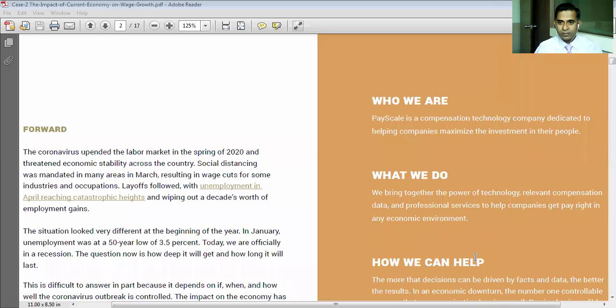Sir, it is like forward and on the other side we have who we are, what we do, how we can help. Correct, this is the white paper, okay? Means you can see the white paper now? Yes, sir.